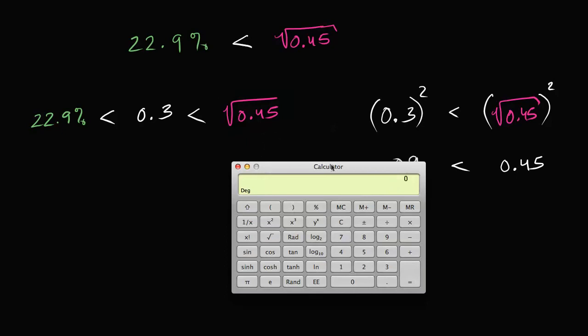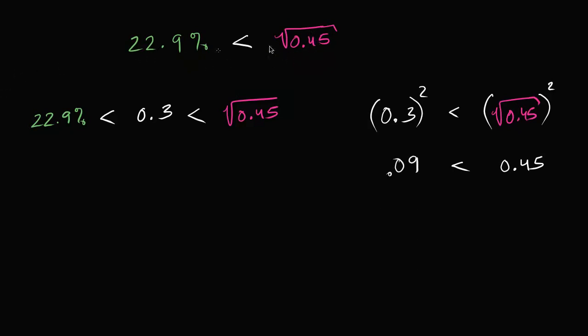Or you could do it the other way around. You could just use your calculator to calculate the square root of this. So you could say 0.45 and then take the square root. The square root of this value right over here is approximately 0.67. So this thing right over here is approximately 0.67, which is approximately 67%, which is clearly greater than 22.9%.